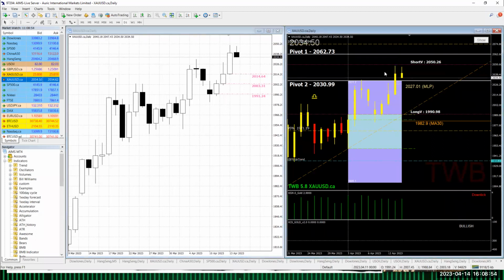Now for the TWB chart, right, as I said to you, the pivot two is critical, yeah? KSI is green and no KCX, so that means that bullishness will still come in. So anything at 2022 to 2014, you can give a try, yeah?